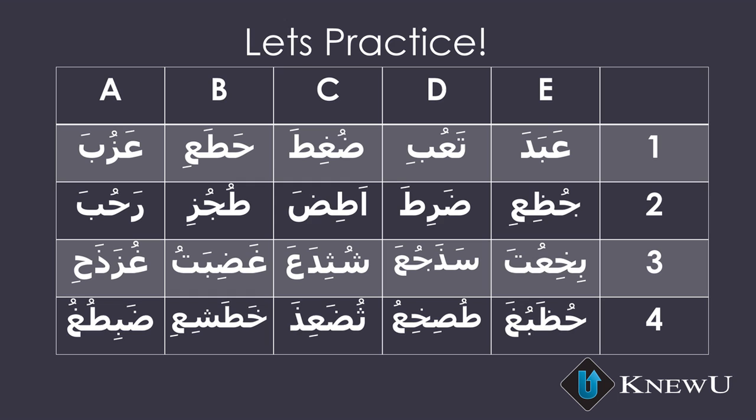B1. Hata'i. The last one is an ayn. Remember how I changed the structure? If it connects, see that little triangle? If it's by itself, it doesn't look like that. Right? A1. Azuba. Ayn fatha a, zai dhamma zu.